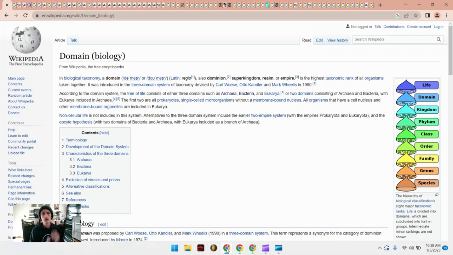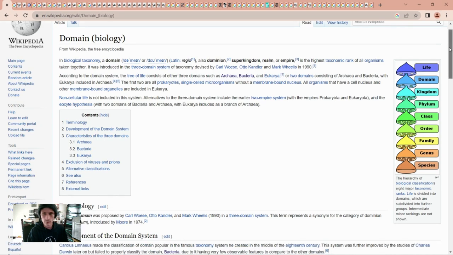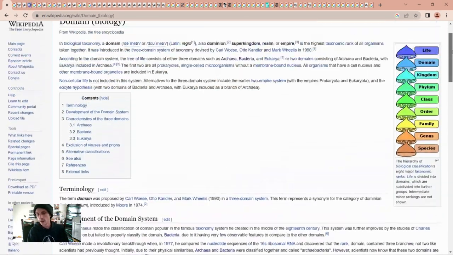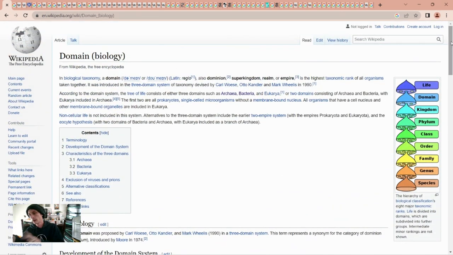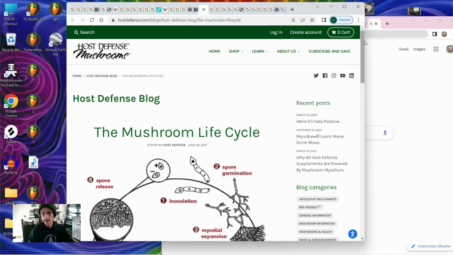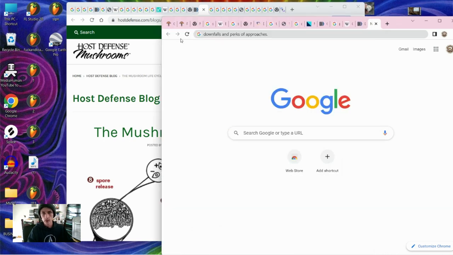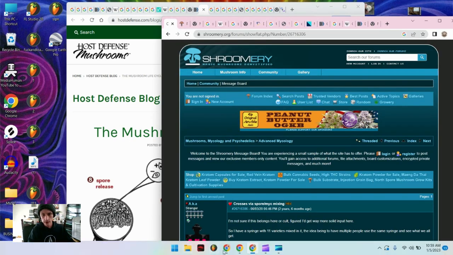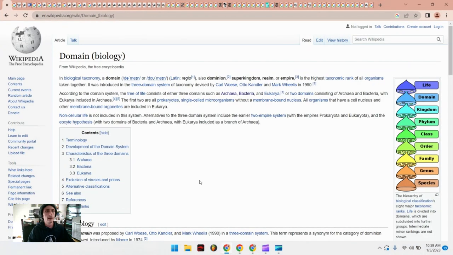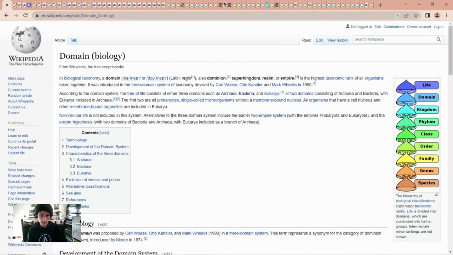So we're going to have kind of three parts to this. We're going to go over the biology and see kind of where the mushrooms fit in. And then we're going to get into the life cycle of the mushroom, and that will lead us into the actual breeding techniques.